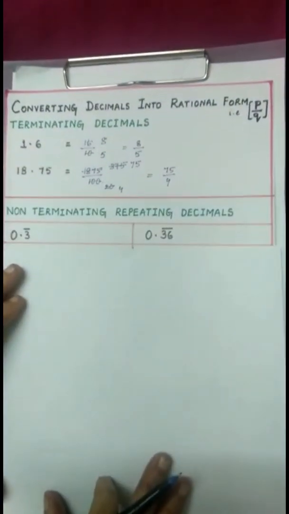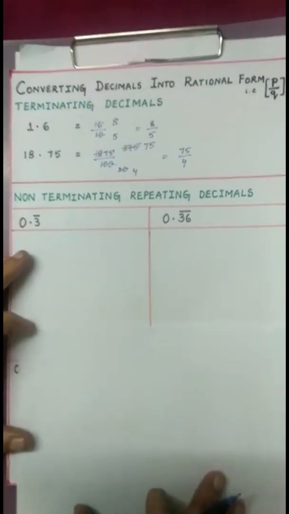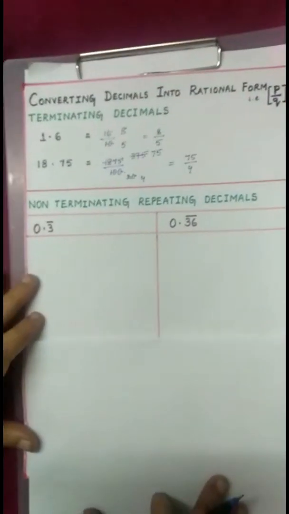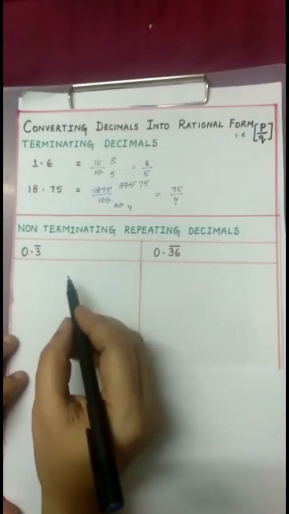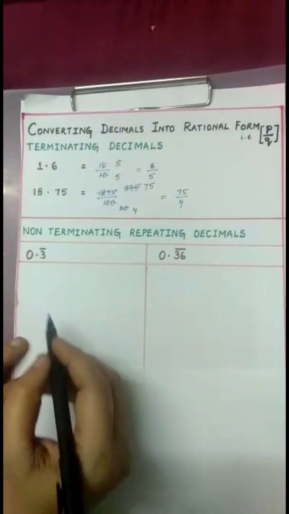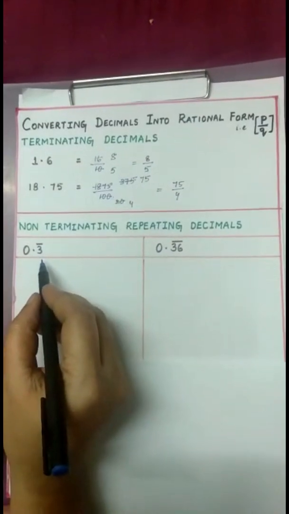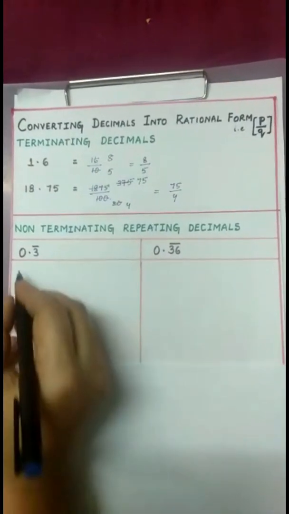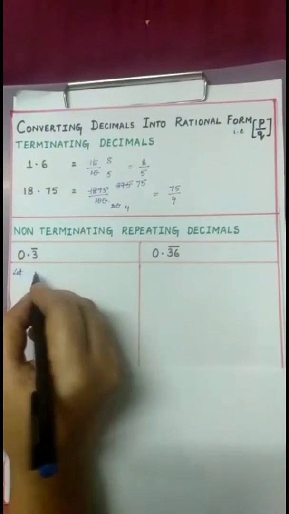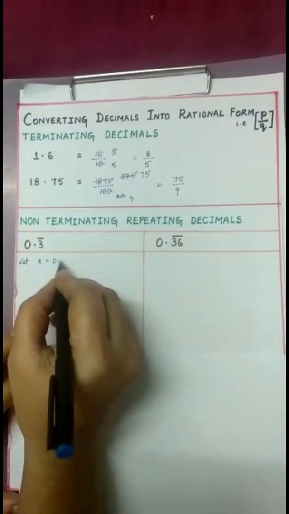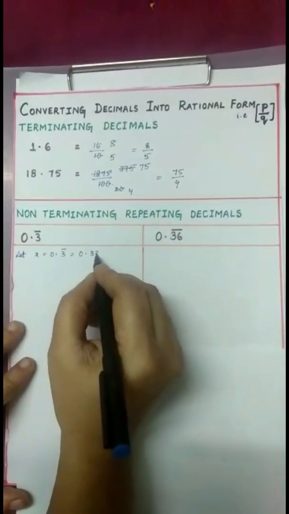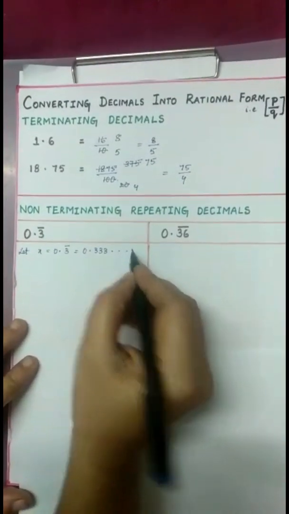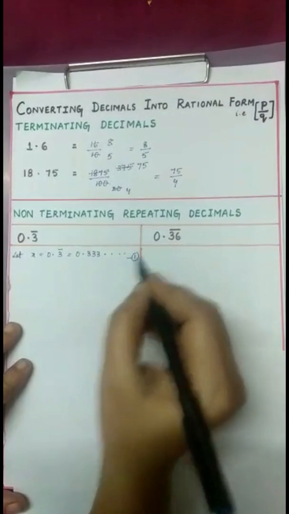Now let us convert non-terminating repeating decimals into the form of p by q. Now here we have to eliminate the recurring part. As we have one recurring digit here, the periodicity is 1. Now let us take x equal to 0.3 bar. 0.3 bar means 0.333 and so on. Now this is your first equation.